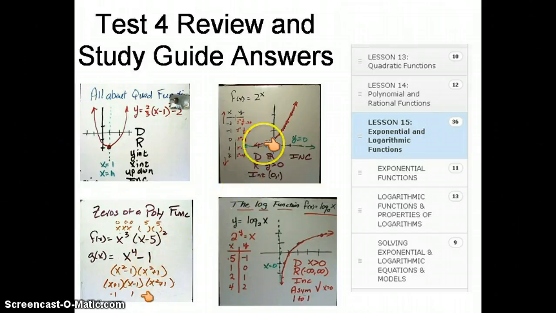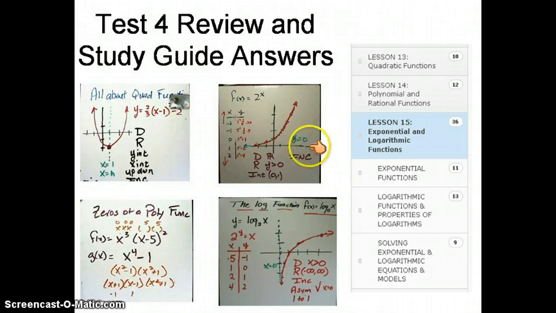Then we talked about exponential functions, and exponential functions really are a neat function. And we explained the general one, y equals 2 to the x, and I made a table, and I made the graph, and I explained the domain was all real, the range was y is greater than 0, it had an intercept of 0, 1, and it was increasing over its entire domain. And of course, the horizontal asymptote is y is equal to 0.